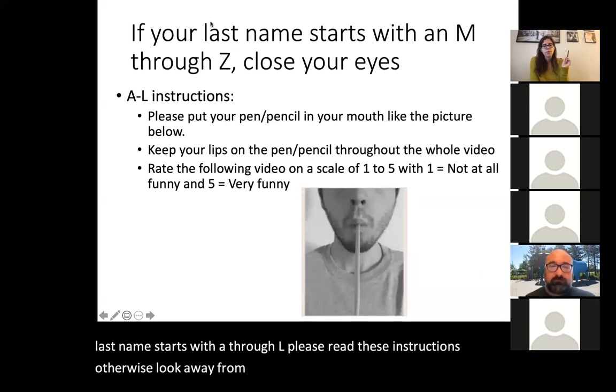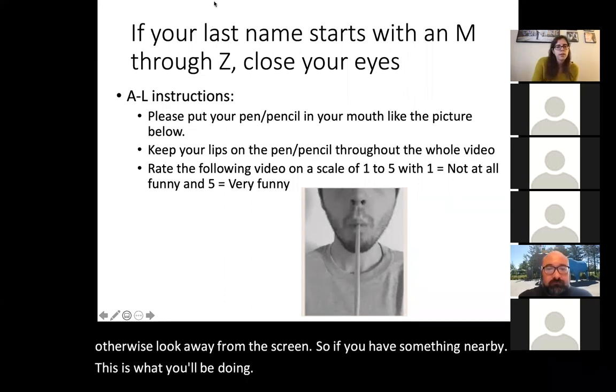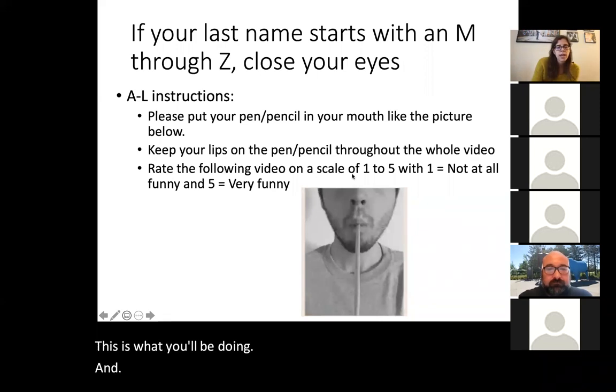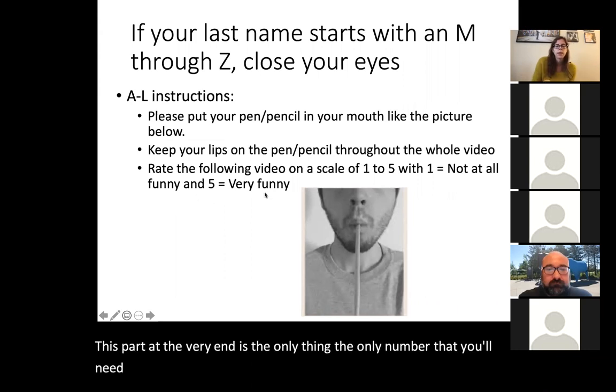If you have something nearby, this is what you'll be doing. This part at the very end is the only number that you'll need to remember, okay? So take some time to read that.